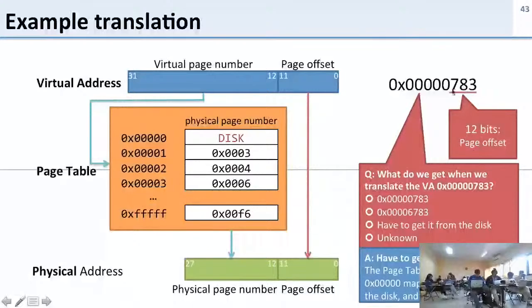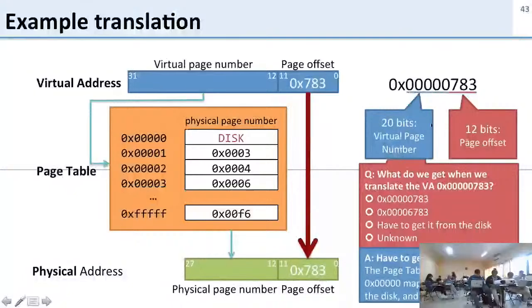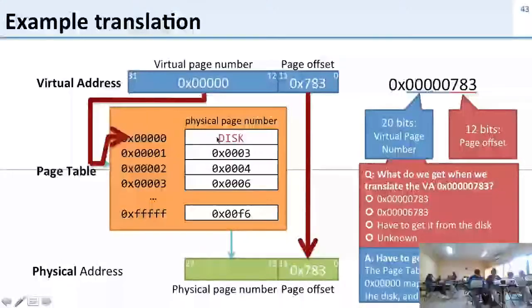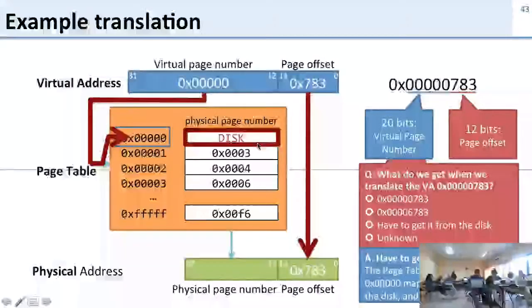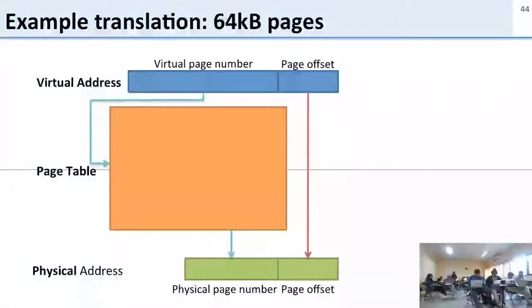So the first thing we do is we take a look at our page offset here. Page offset's going to go through and it's not going to be changed, so it stays the same. Then we're going to look at our virtual page number. So our virtual page number here is all zeros. We go and look that up, and here's our page table entry for this virtual page number. And if we look at it, it says it's on disk. So we can't actually get a physical address for this because this data is on disk.